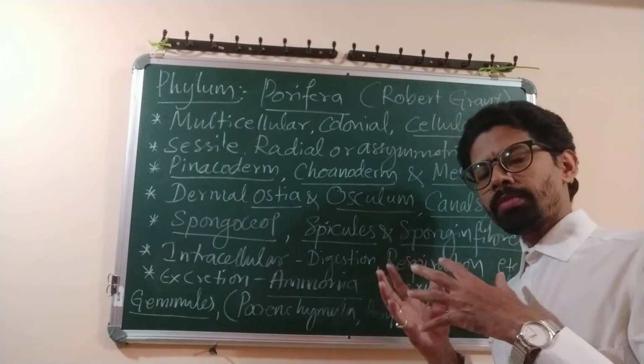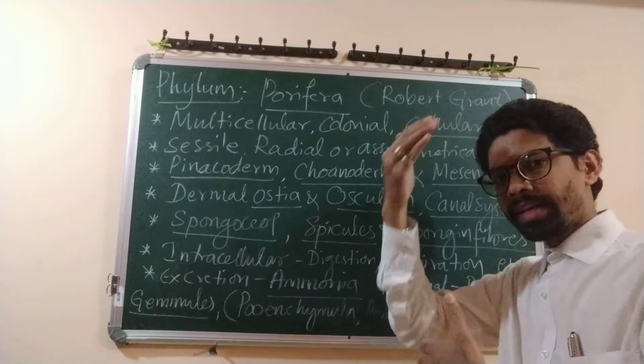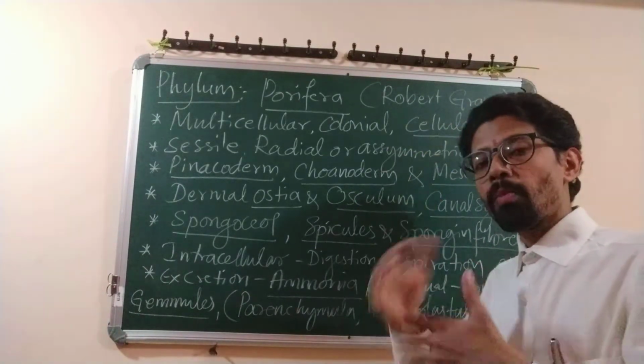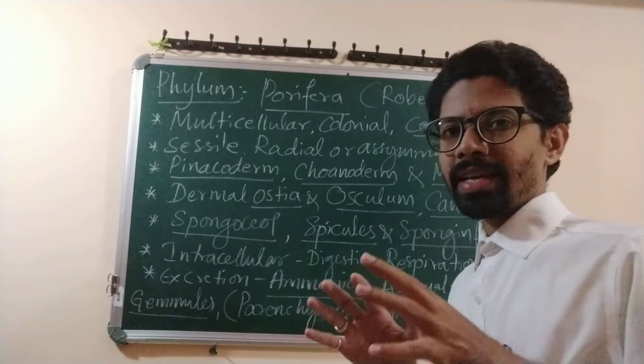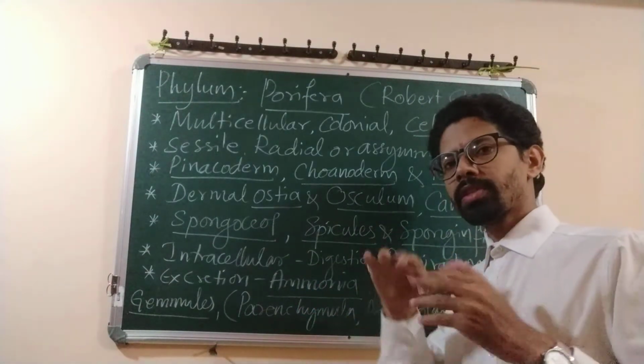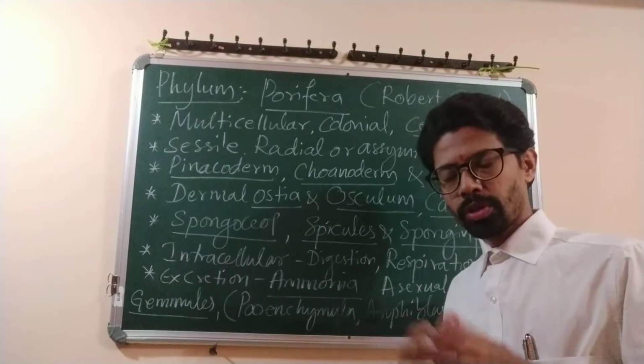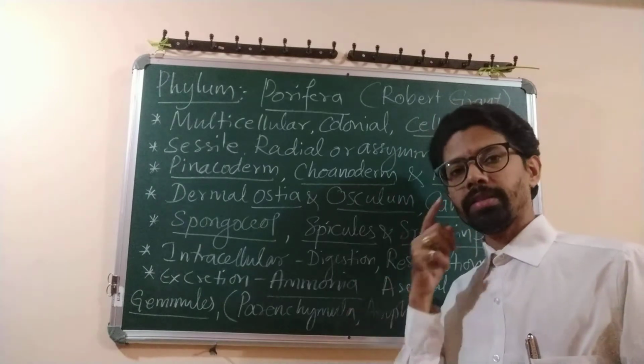So spongin fibers and spicules combinedly form the network which forms a body plan. It forms this skeletal structure on which the layer of cells is arranged. To give the shape and structure to the body, it is very essential, right?